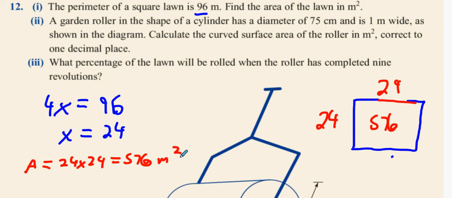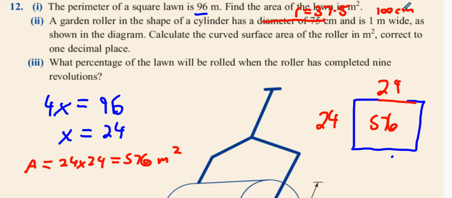Now, a garden roller in the shape of a cylinder has a diameter of 75 centimeters. A diameter of 75 means a radius of what? 37.5. And it's 100 centimeters across. Cool with that?